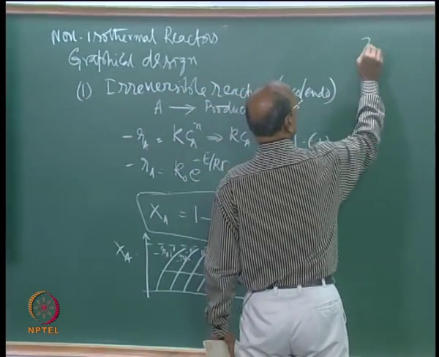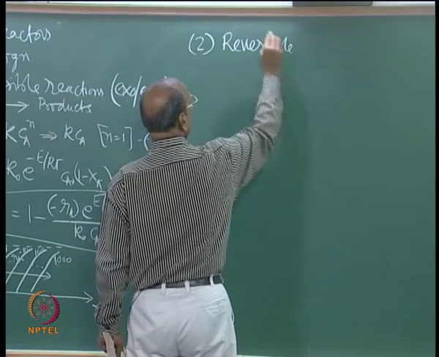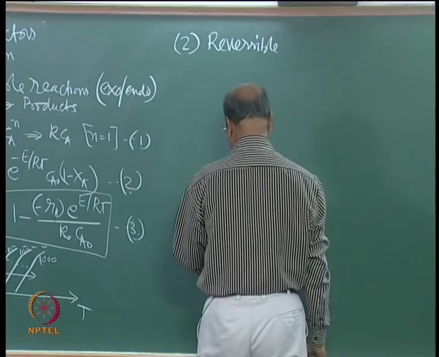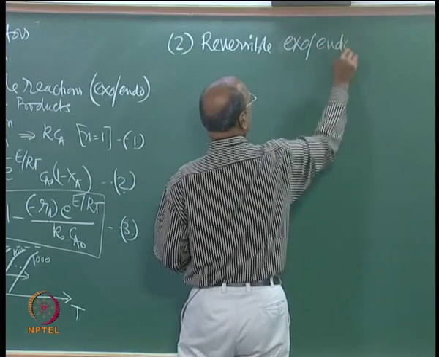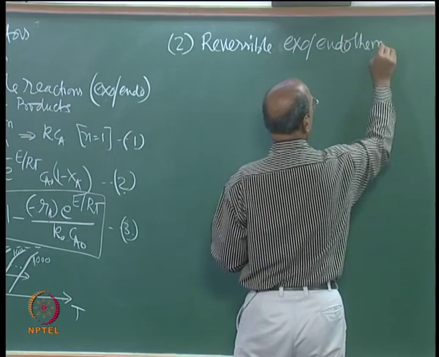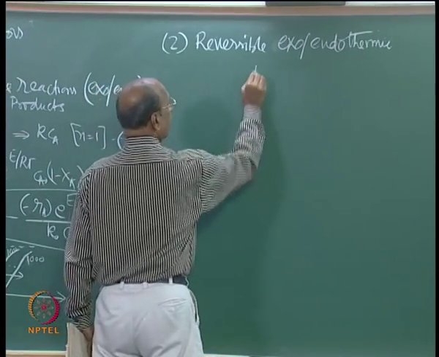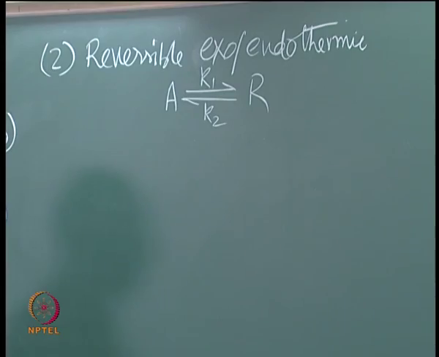Then the second case is reversible endothermic, or exothermic. First, I will write exo or endo, because the equation is the same, only the sign changes. Now, it is reversible, and the simplest scheme we can write without getting confused with mathematics is this scheme, where C r is not equal to 0, much simpler. Only C a naught is there, and for exothermic or endothermic, depending on the values E 1 and E 2, you can find out which is endo and which is exo, which I will tell you a little later.